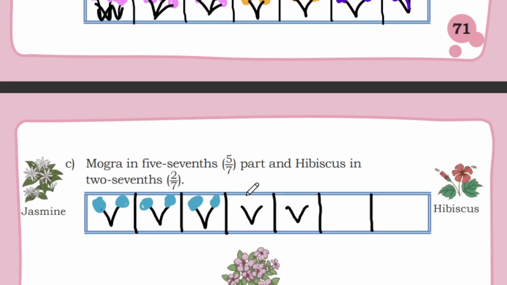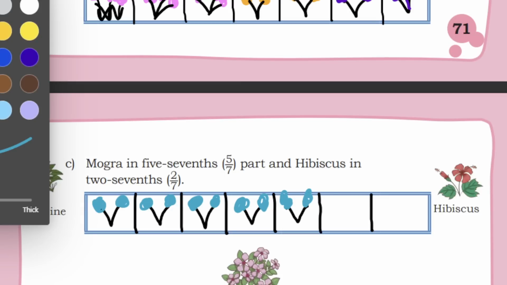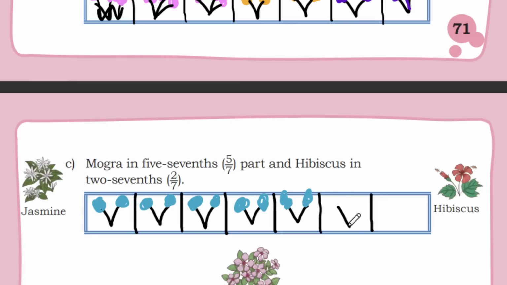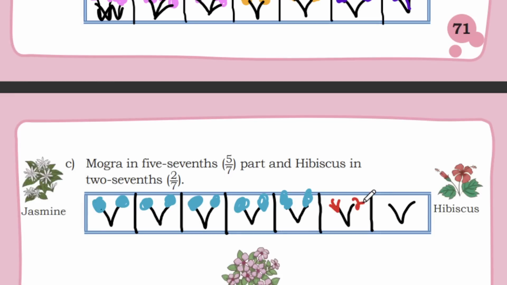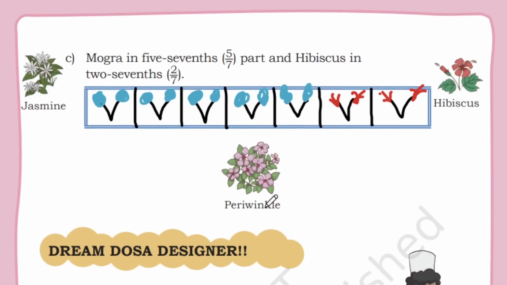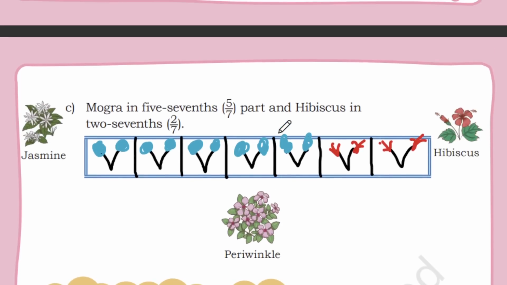These are flowers. Okay, next we have hibiscus 2/7. So hibiscus 2/7. Okay, so now we have completed this one. So this is like periwinkle. It's in pink color, students.